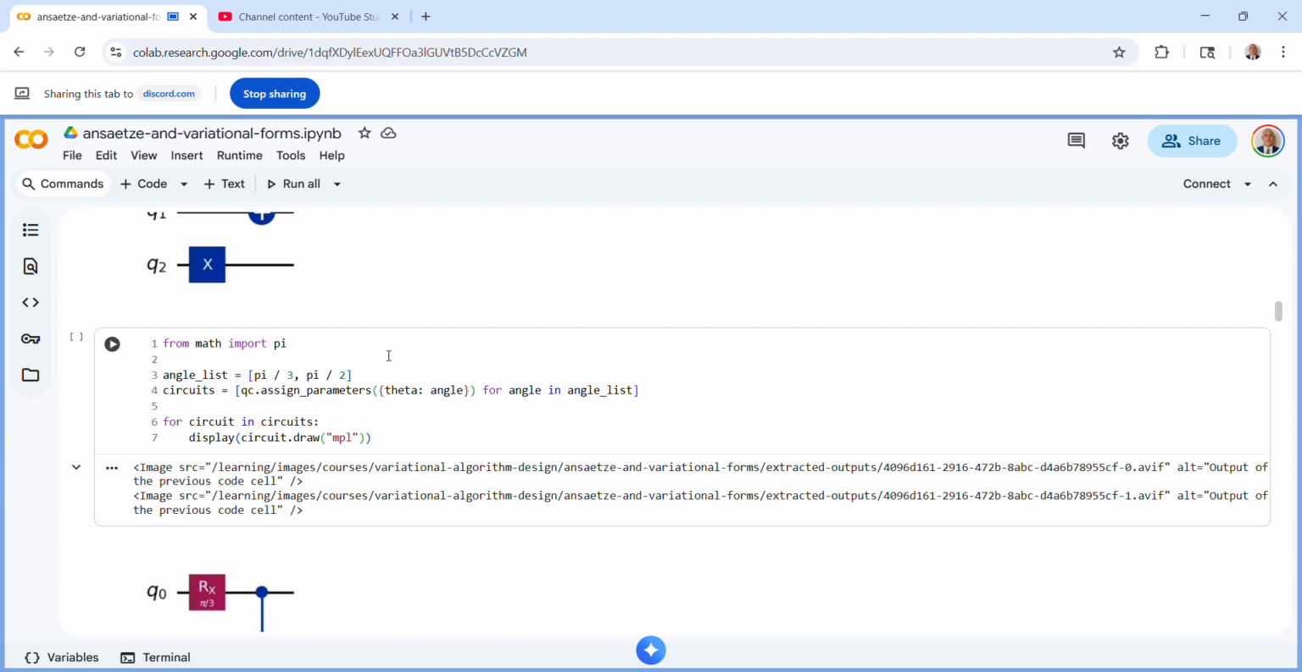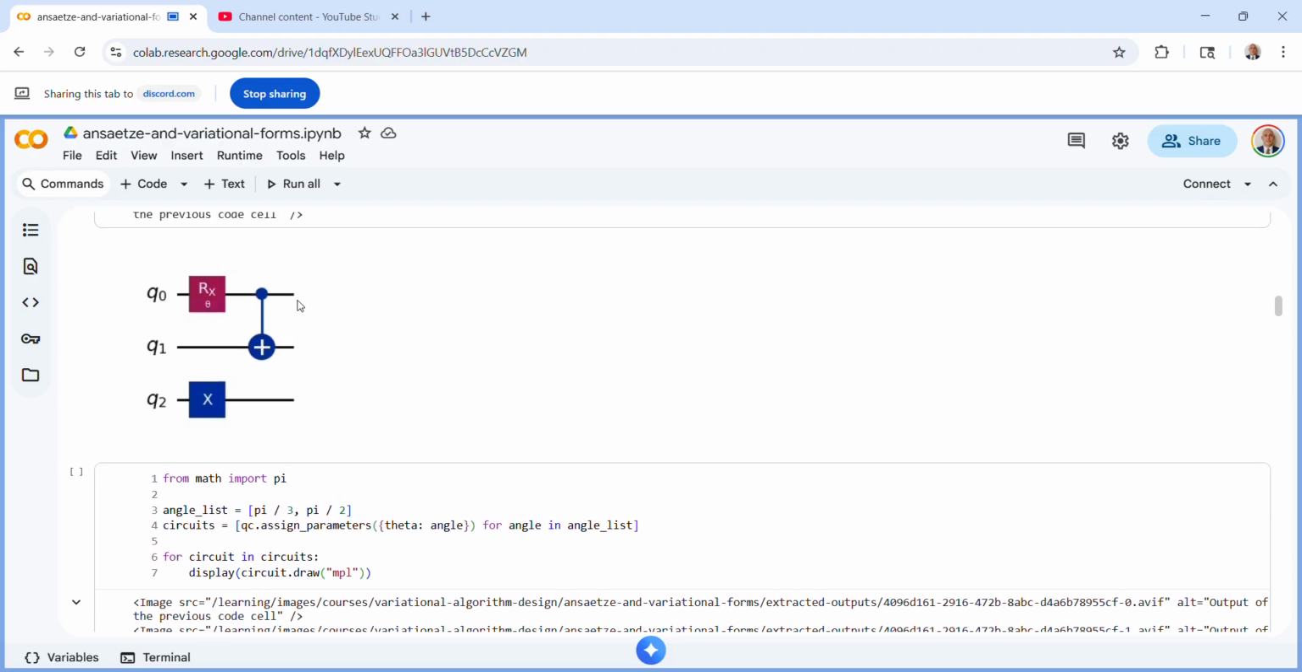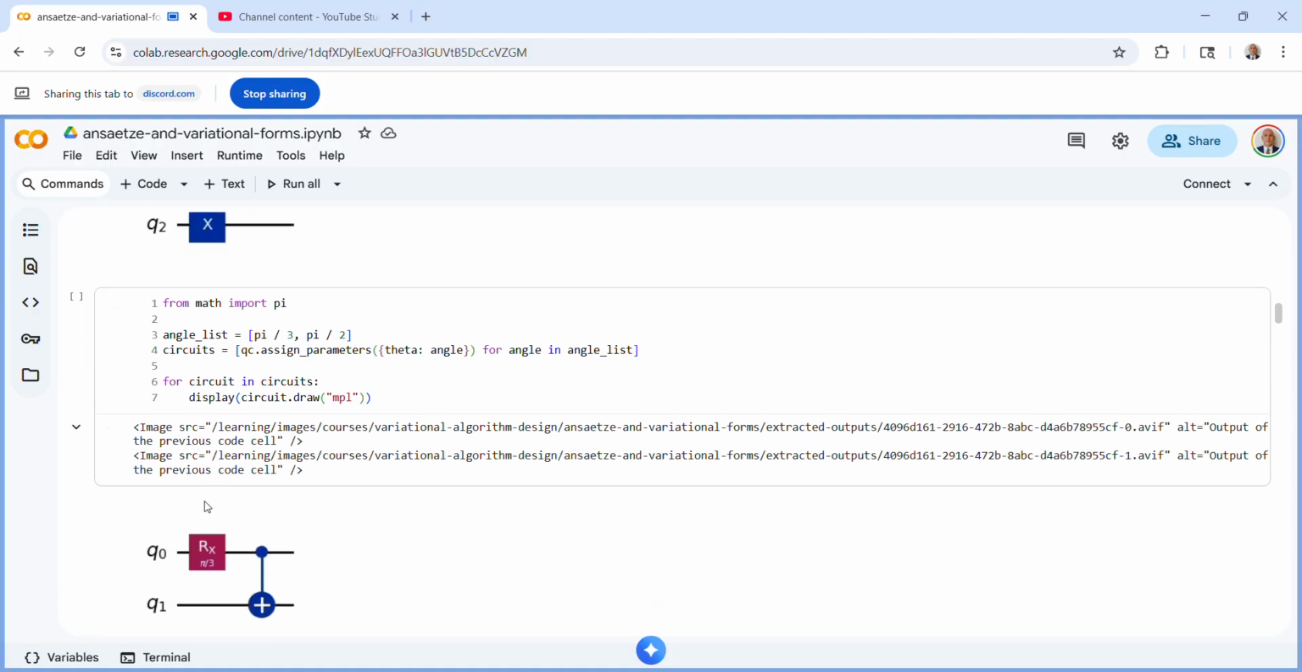Now, we're going to initialize a set of parameters here. This is just arbitrary initialization, but I make an angle list, which is pi over 3, pi over 2, and I'm taking my quantum circuit that I've designed here, and I'm assigning these parameters to those circuits.